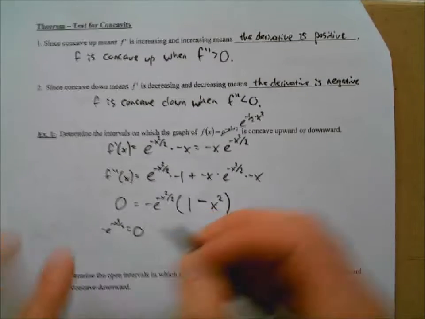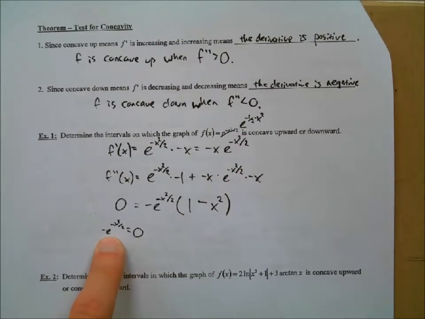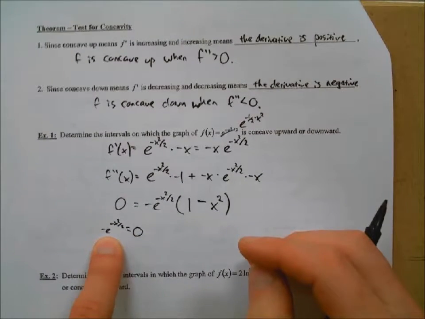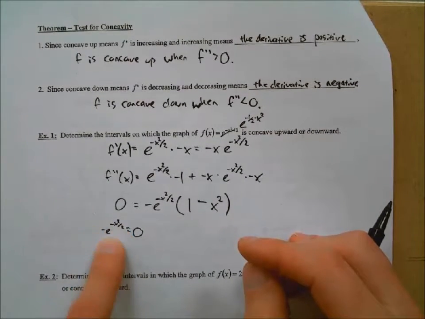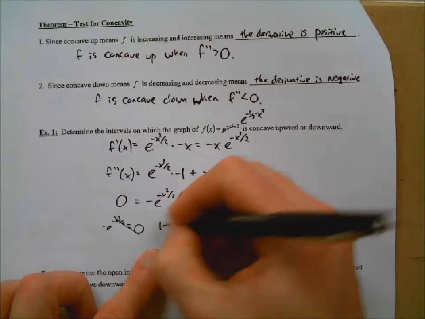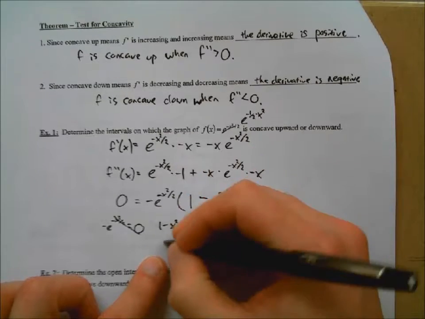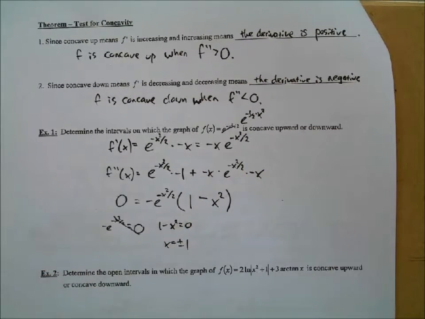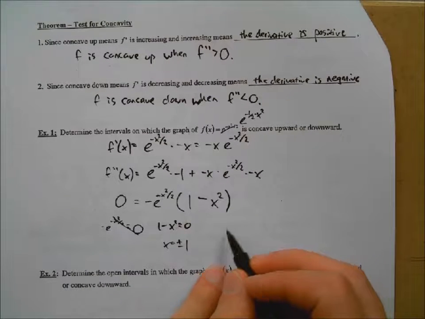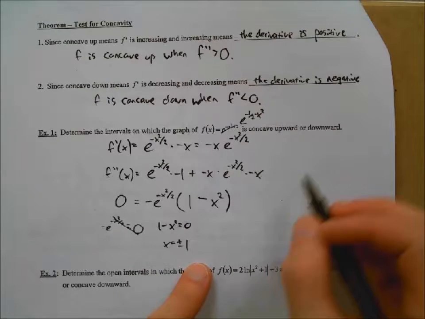Again, we're taking e and trying to raise it to some power so that it equals 0. But e is like 2.7 something. Raised to a power will never be 0, and then a negative of that will never be 0 either. So it's just never going to happen. But 1 minus x squared does equal 0 when x is plus or minus 1. And so we'll set up our number line here. I'll do it up here.